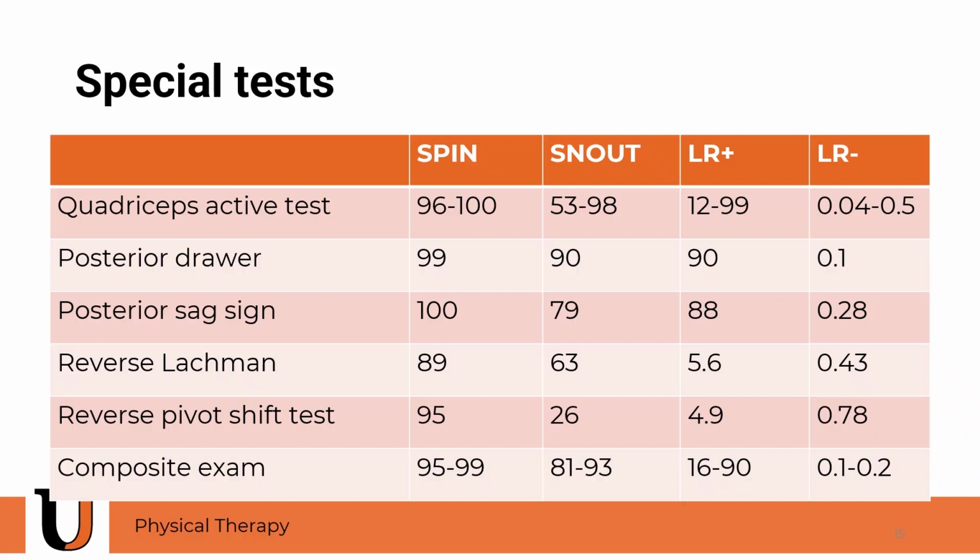Here's a list of a handful of special tests that you may consider performing on your patients if you're suspecting a PCL injury: the quadriceps active test, the posterior drawer, posterior sag sign, reverse Lachman, reverse pivot shift test, and then the composite exam, where you add up all the different data at the bottom there. The ones that I'll do most commonly would be the posterior sag sign, which is just more of an observation, and then the posterior drawer assessment. If I'm still not sure at the end of my examination if it's a PCL injury or not, then I may consider doing the quadriceps active test, or one of the others, the reverse Lachman or reverse pivot shift test.